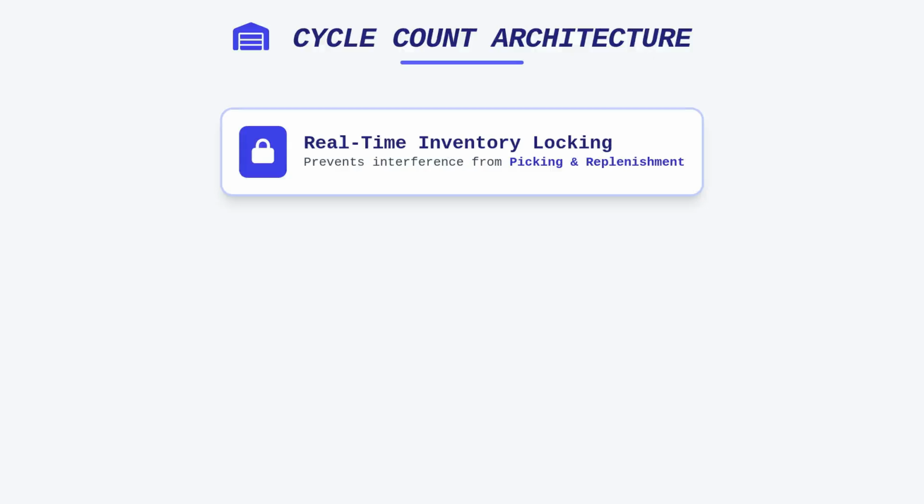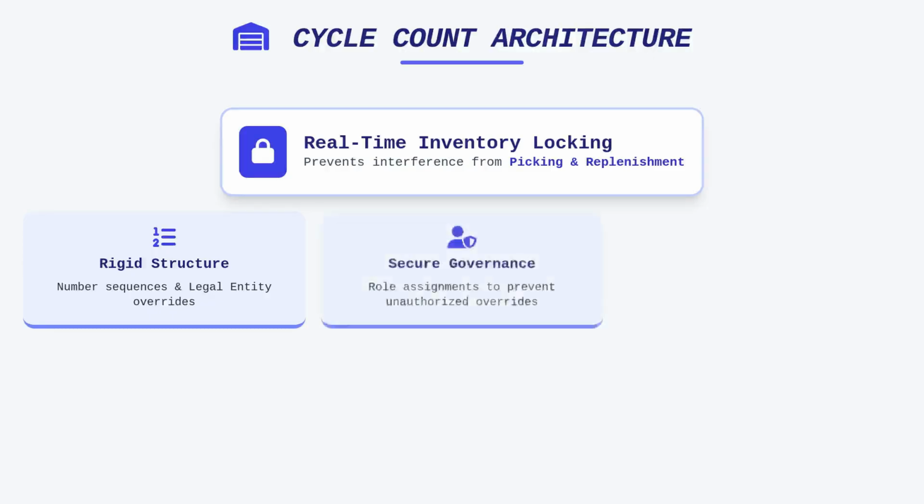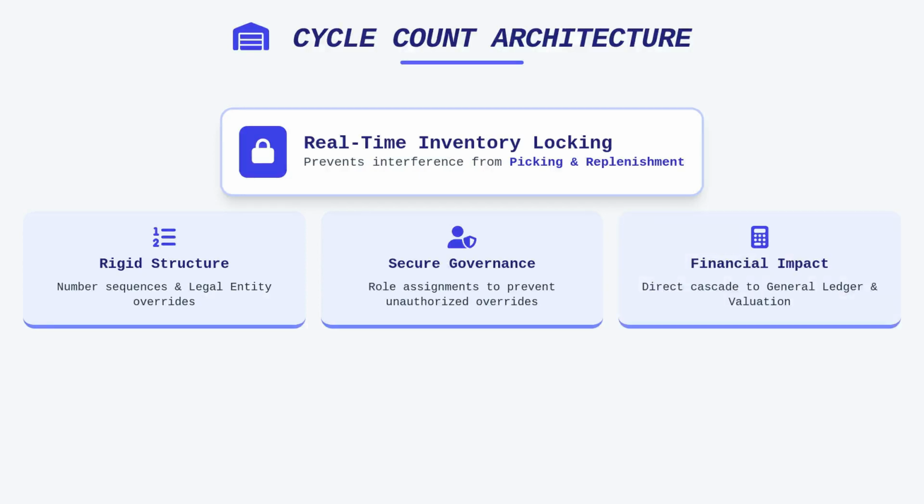This necessitates a rigid underlying structure that includes properly defined number sequences, legal entity overrides, and secure role assignments that prevent unauthorized personnel from overriding count results. Furthermore, the impact of these adjustments cascades into the general ledger and the inventory valuation framework, meaning that every count has a direct financial consequence.